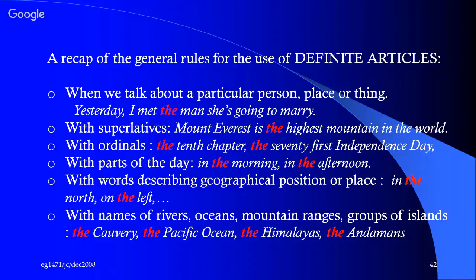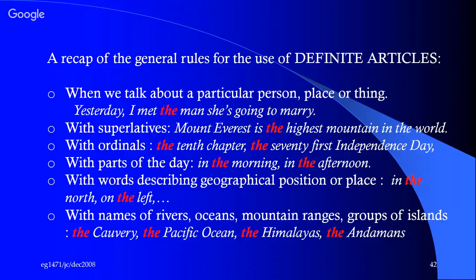Cardinal numbers, 1, 2, 3, 4, C-A-R-D-I-N-A-L, cardinal numbers, or 1, 2, 3, 4, etc. Ordinal numbers are first, second, third, fourth, etc. The 10th chapter, the 71st Independence Day. With parts of the day, in the morning, in the afternoon. With words describing geographical position or place, in the north, on the left.